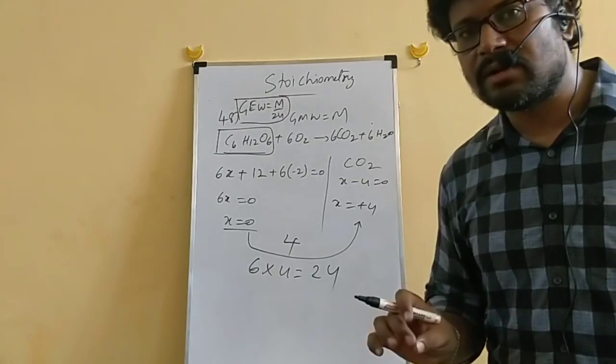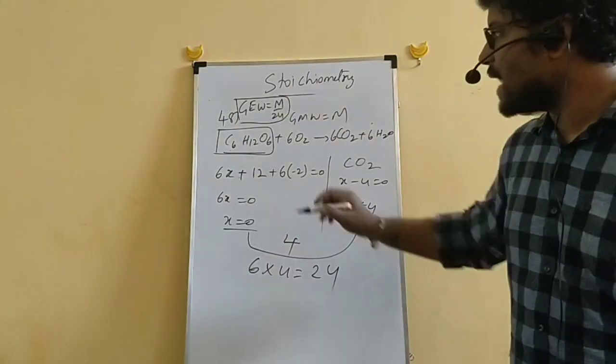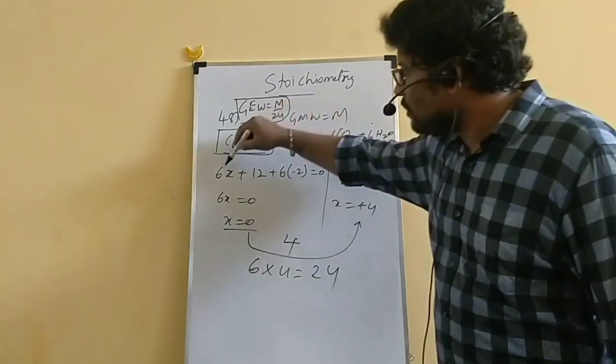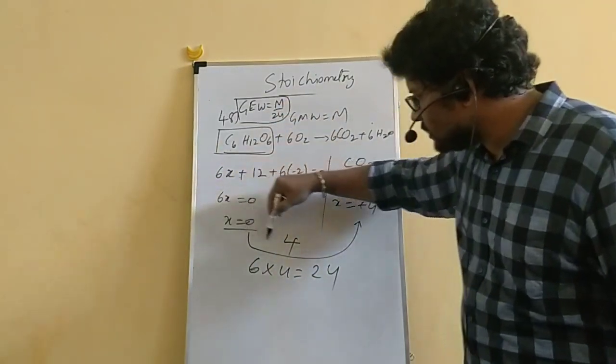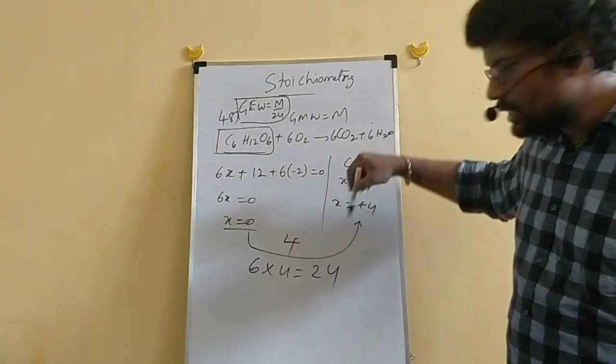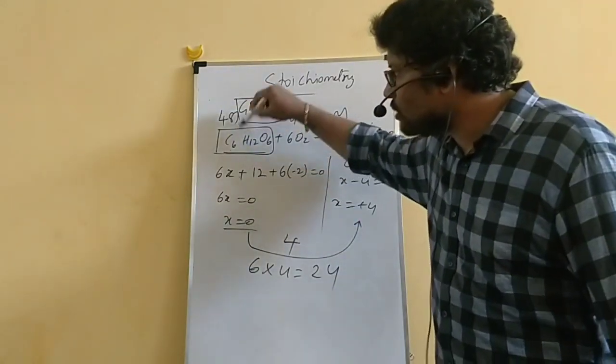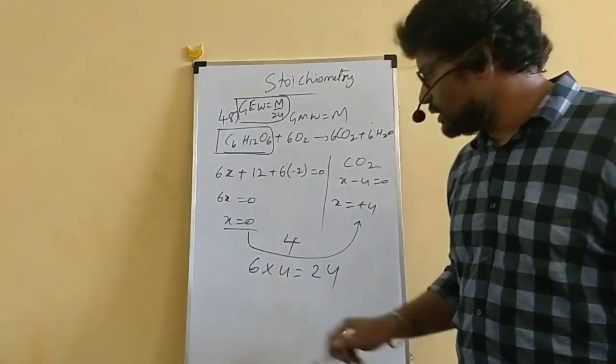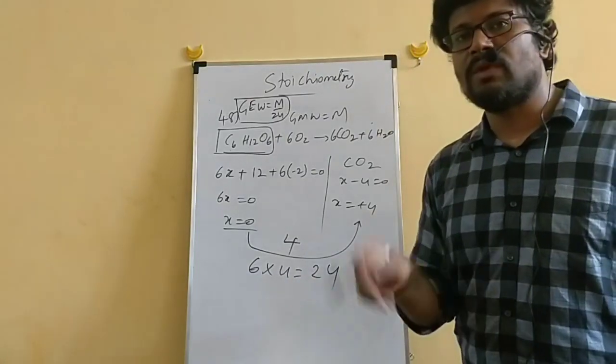In that, which element will undergo change in oxidation number? How many atoms of that element are there? Now, for each one carbon atom, we consider the change in oxidation number is 4. How many carbon atoms are present in 1 mole of glucose? 6 carbon atoms. So 6 into 4, change in oxidation number is 24.